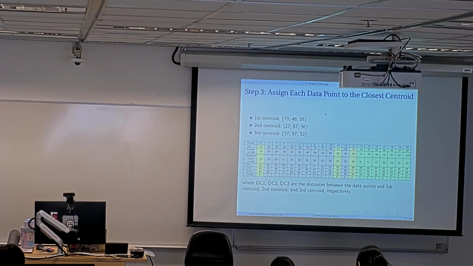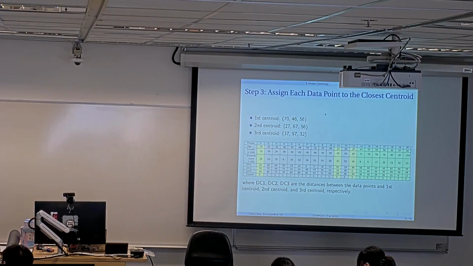So basically, we just compare DC1, DC2, DC3 and find the smallest distance. Like for the data point 1, we find that, okay, DC2 is the smallest. So that means the cluster of data point 1 should be 2, it is closest to centroid 2. And for another data point, it's closest to DC1, the first centroid. So we just cluster it to be cluster 1, so on and so forth. So for each of the data points, you need to find the smallest distance among DC1, DC2, DC3, and then assign the data point to the closest centroid.